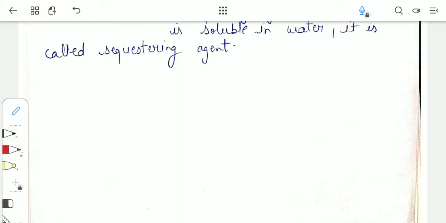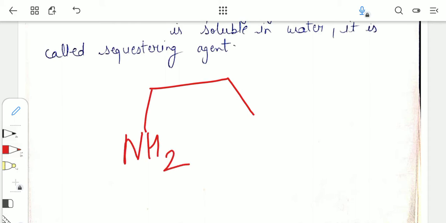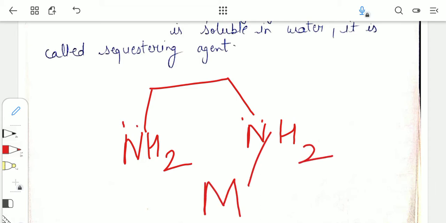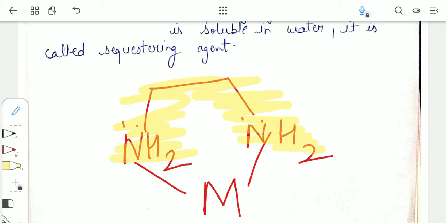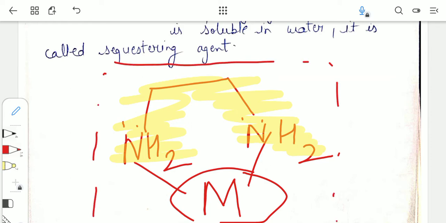Okay, for example, there is a ligand called ethylene diamine. In ethylene diamine there are two nitrogen atoms, and both of these are capable of forming a bond with the metal ion. This whole thing is a ligand, and it has two sites which can form a bond with a metal ion. So we say that this is a polydentate ligand. When a polydentate ligand forms a bond with a metal ion, that process is known as chelation, and the complex which is formed is known as a chelate.